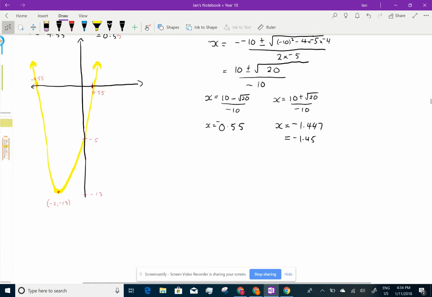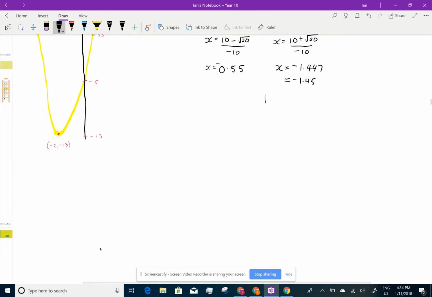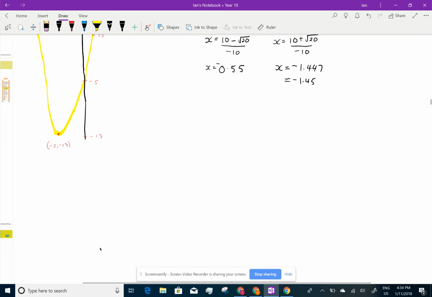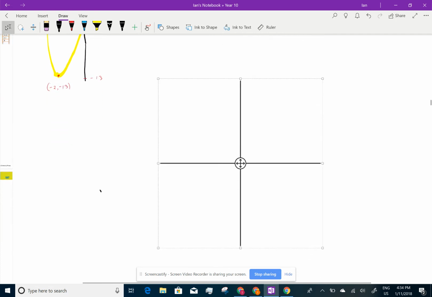So, again, I'll draw up a set of axes. Well, that's terrible, so I'll just fix it up. Oh, just as bad. I'm going to try this again. Oh, look at that. There we go, so we got it.